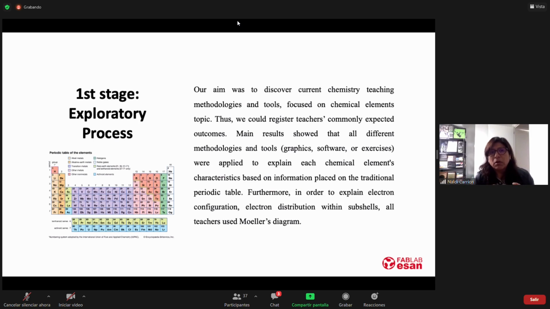So the idea was to first start with exploratory processes, so we can discover the different teaching methodologies and tools that the common teachers apply when they deliver the different topics related with chemical elements. So we register the different expected outcomes that the teacher could give us different kind of information regarding those outputs. So we also grab information regarding the different tools and methodologies, the different graphics, software, exercise, and at the end we found that for the teaching process, most of them use different kind of tools that were based in the common periodic table that I'm sure all of us know.